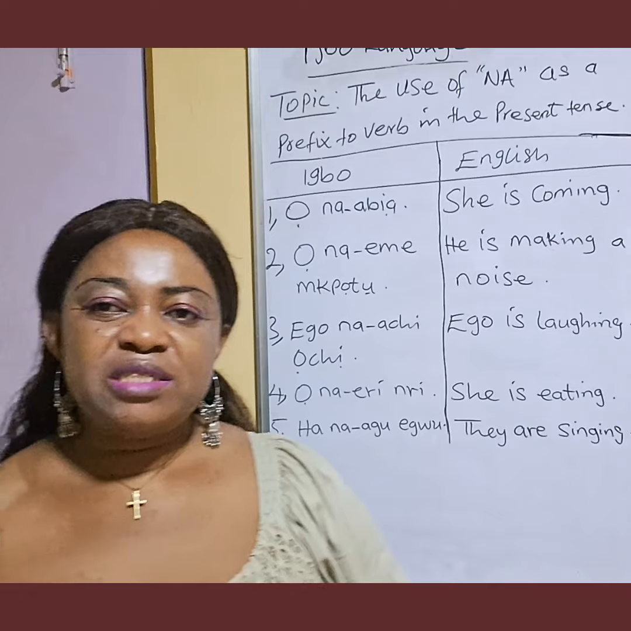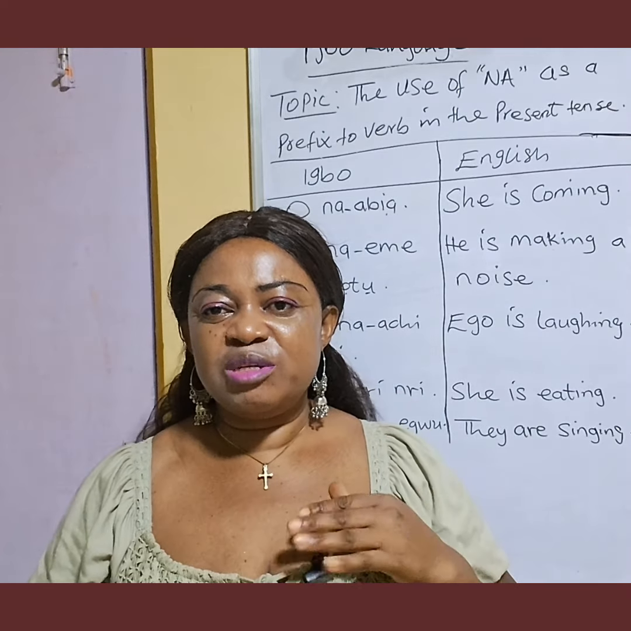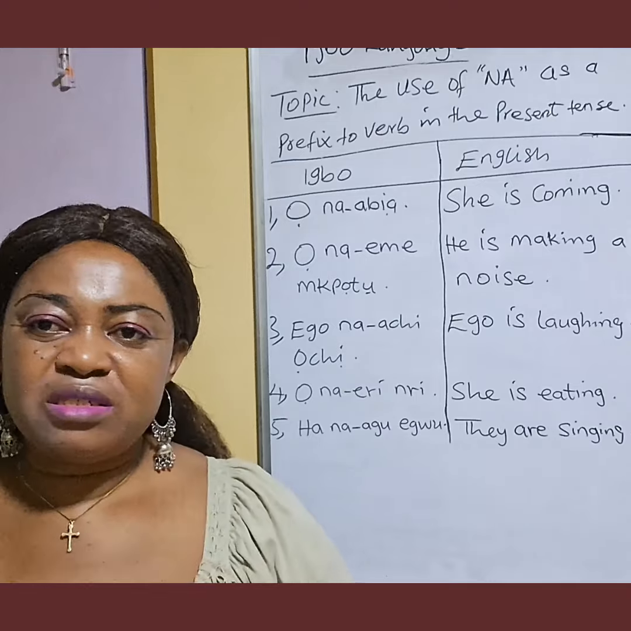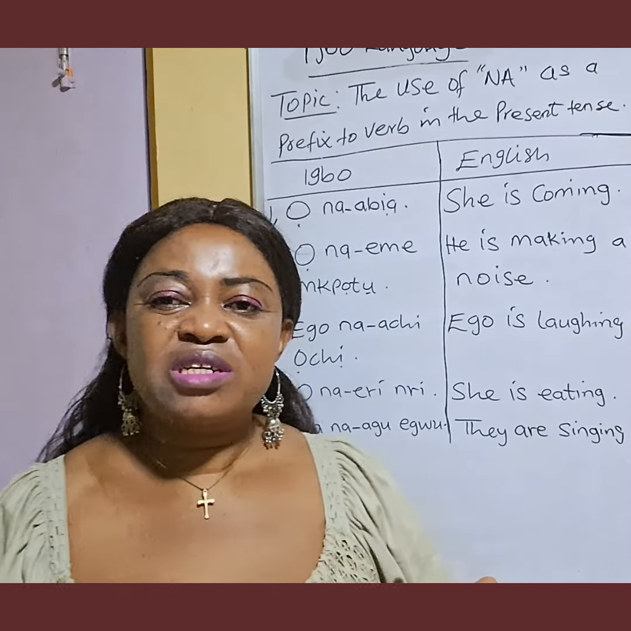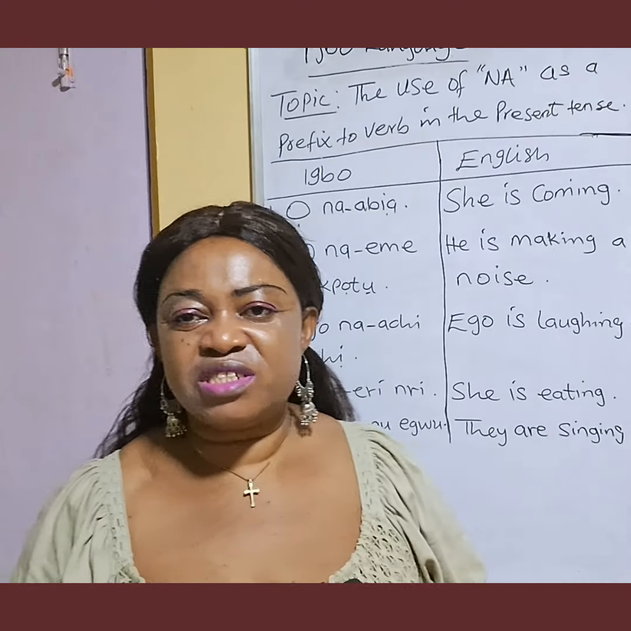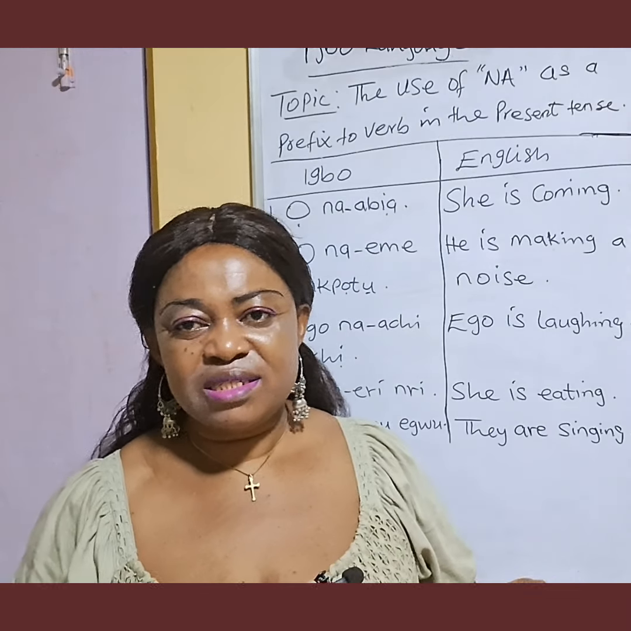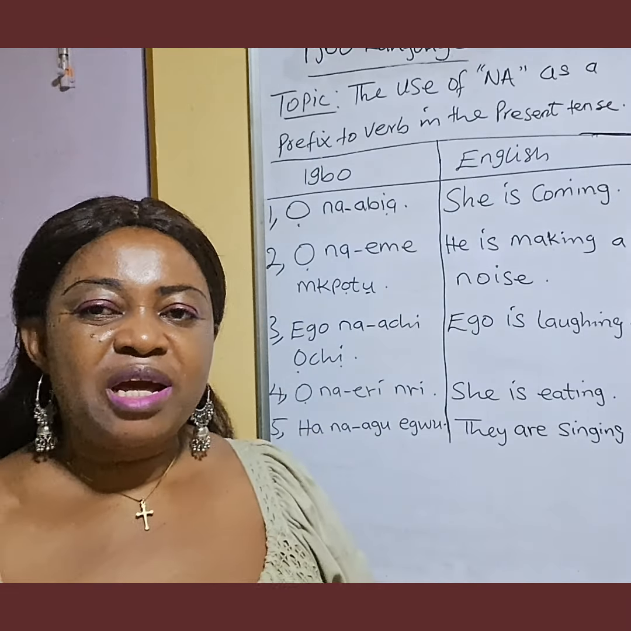Remember, there are 5 uses of na in Igbo language. I explained one the other day. The first one is, na is used as a prefix to a first person pronoun, I, in Igbo. Example, anam abia.